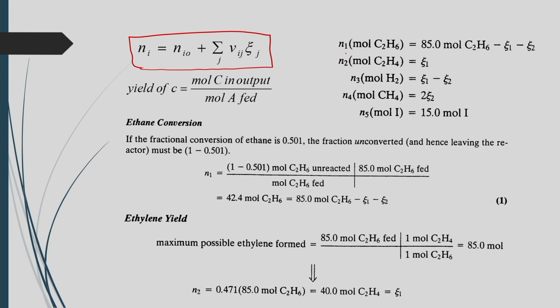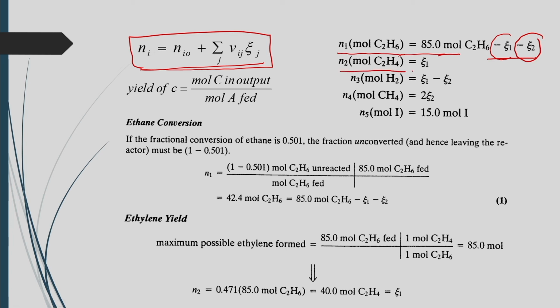So, in that case, if we use this extent of reaction equation here, N1 can be represented by this. The feed amount will be 85 mole, whereas as per this summation of nu_ij into xi_j, if you substitute that, the coefficient is negative, since it is in the reactant stream. Similarly, in the first reaction it will be negative of 1 times Xi1, and for the second reaction it will be negative of Xi2.